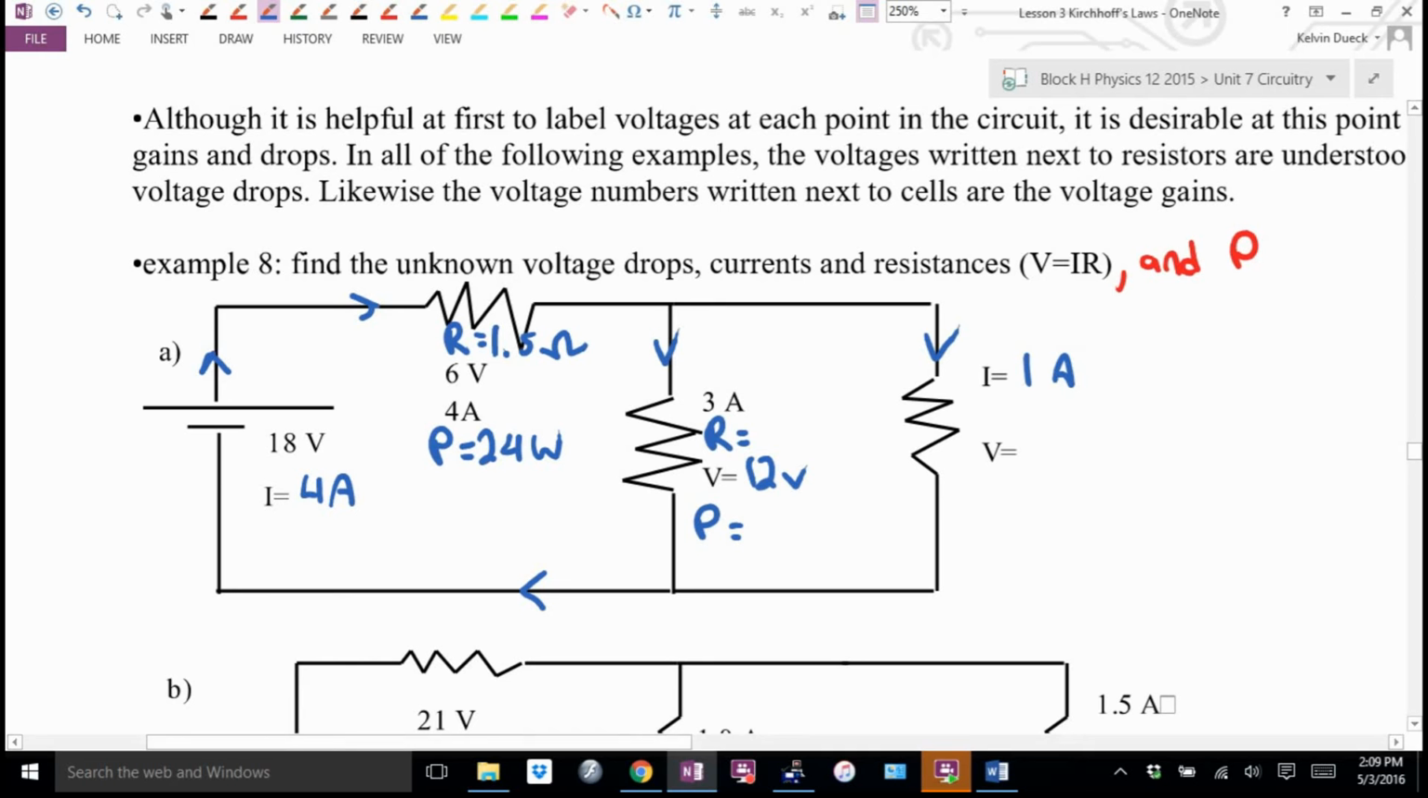In fact, I can do the resistance in my head. Is it going to be 4? 12 divided by 3? It's a 4 ohm resistor. I can even do the power in my head. If this was a light bulb, how many watts is this light bulb? 36. You okay with how we got that? Right? V times I and V equals I times R.